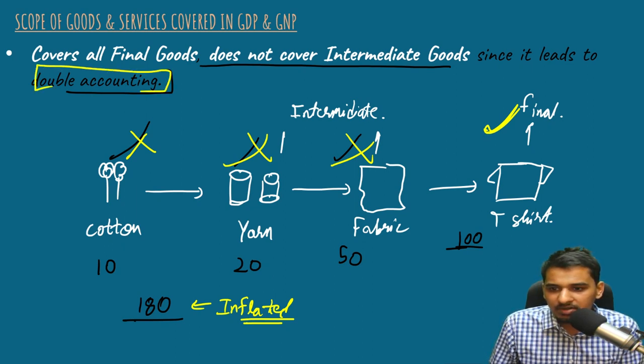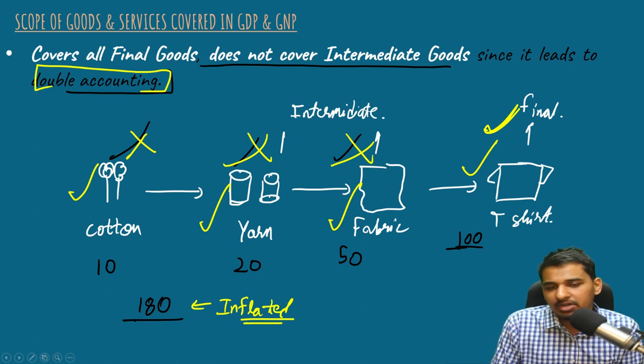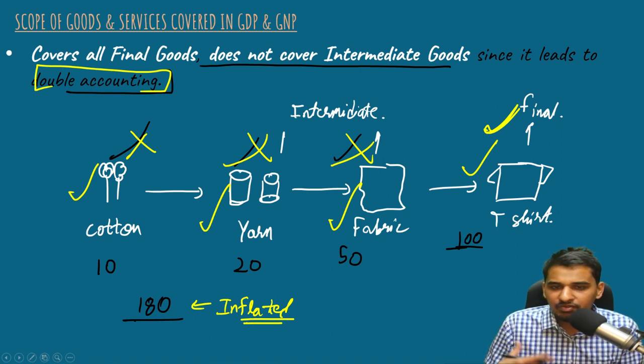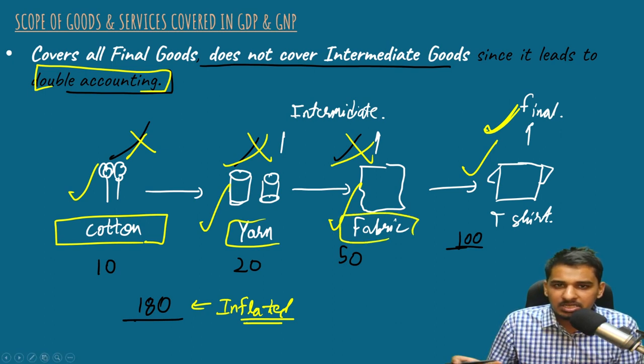Because now the cotton value is included in the cotton, in the yarn, in the fabric, and in the t-shirt. So this cotton value will be included everywhere, because the yarn manufacturer will also include the cost of cotton at which he has produced it. The fabric manufacturer will also include it, directly or indirectly, and the t-shirt manufacturer will also include it. So this cotton will get counted many times. Similarly for the yarn and fabric. So the longer the chain, the more double counting will occur.